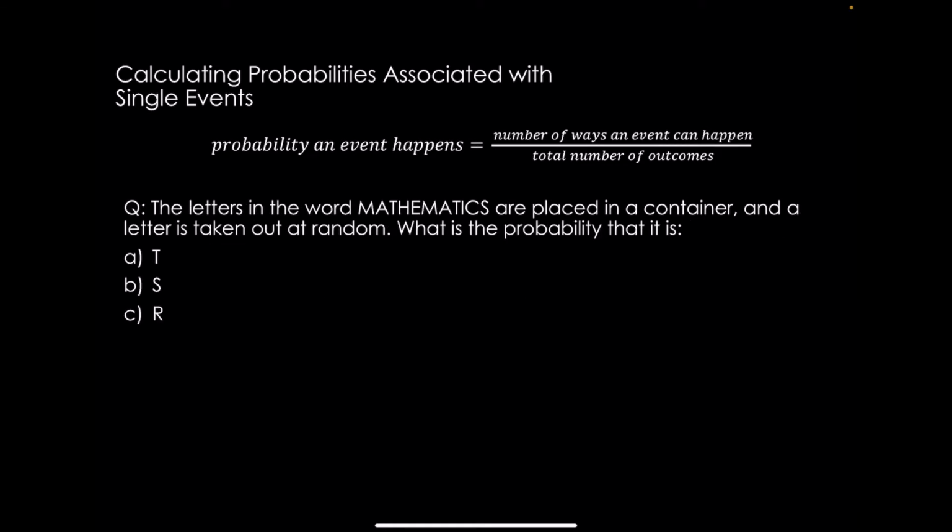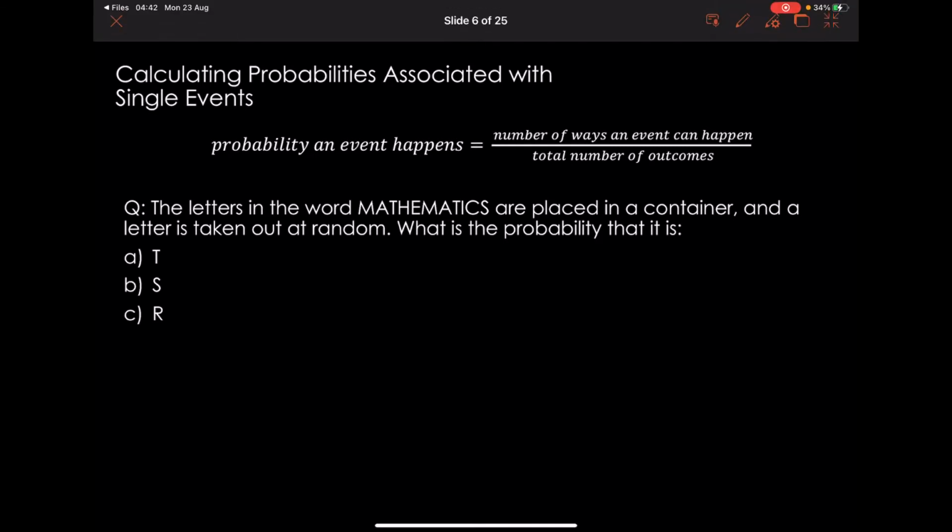The letters in the word mathematics are placed in a container and a letter is taken out at random. What is the probability that it is a T, an S or an R? Now, if you'd like to pause the video and have a go at this question, please do that now and then press play for the answers. Okay, if you've had a go at those then.